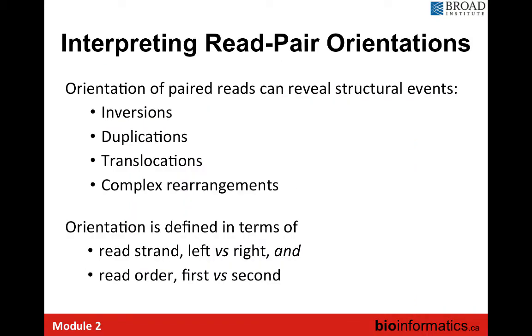How can we interpret read pair orientation to detect or validate visually inversion, duplication, translocation, and complex rearrangement? So for the read pair orientation, which I'm going to display just after, we talk about the read strand, left to right, and the read order, first to second. So we will display the read pair orientation for different cases that are going to allow us to display an inversion, for example.